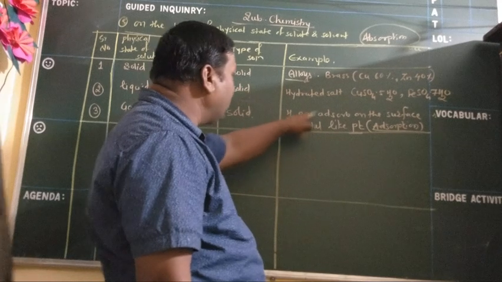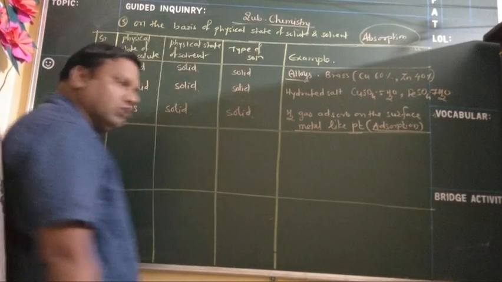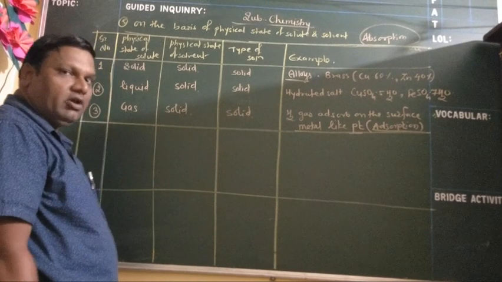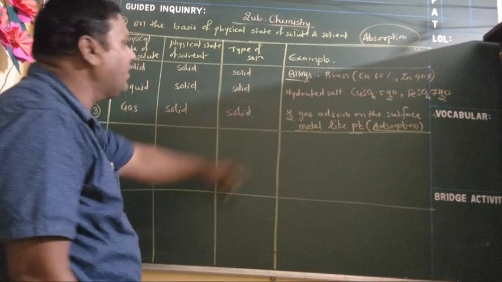The metal will be in more amount here and the gas will be in a less amount. So gas is a solute and metal is a solid. The platinum metal is a solid, it is in excess amount.